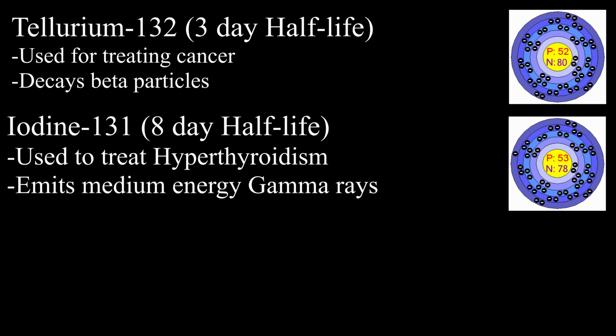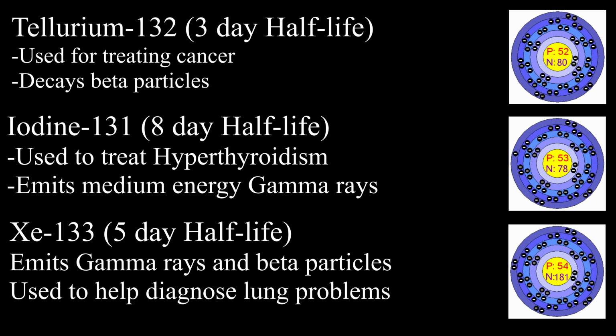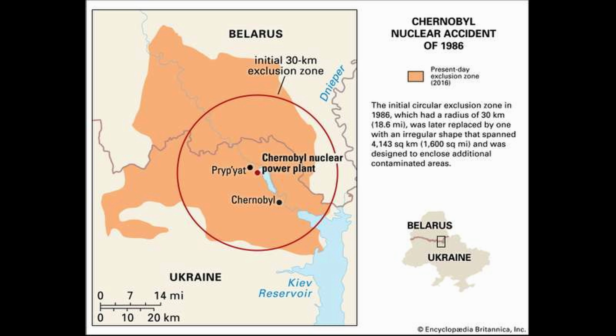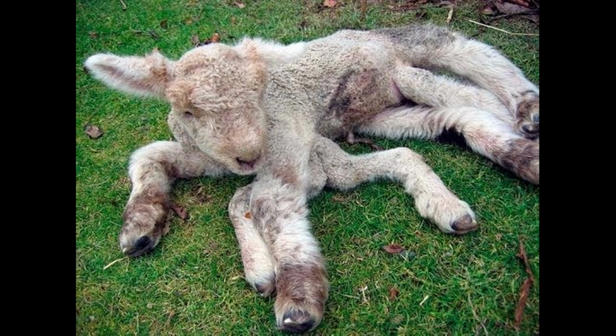The main radioisotopes released were solid tellurium-132, iodine-131, and gaseous xenon-133. The impacts of the Chernobyl incident were disastrous. Large quantities of radioactive substance were released for about 10 days after the disaster. 125,000 square kilometers of land in Ukraine, Belarus, and Russia were contaminated, including farmland.